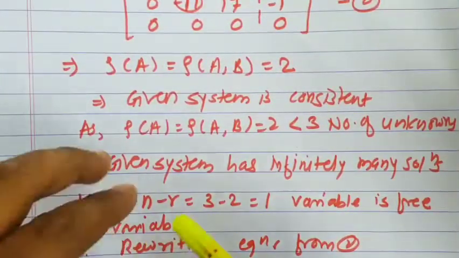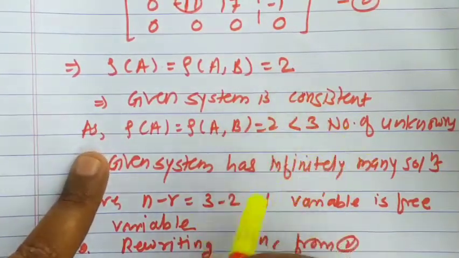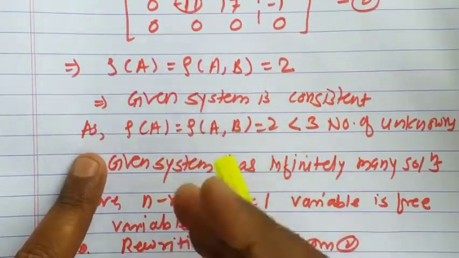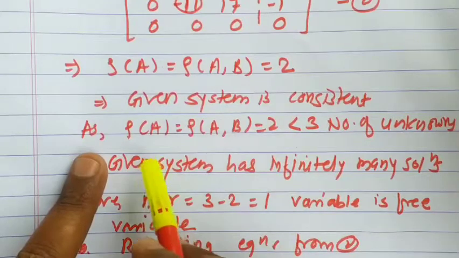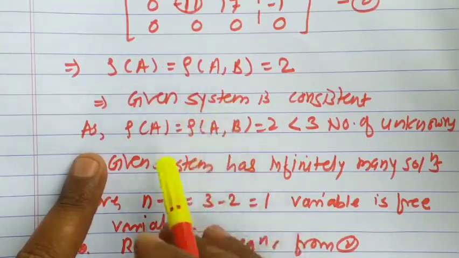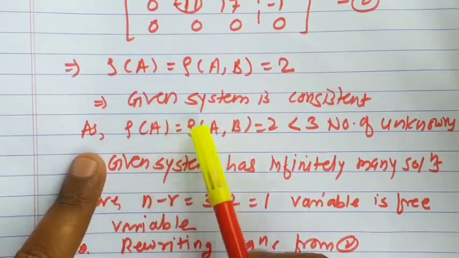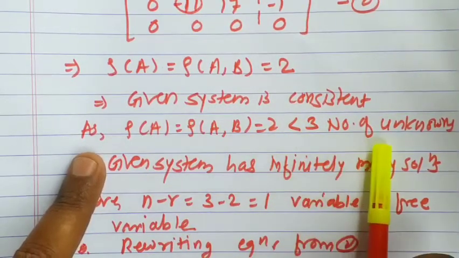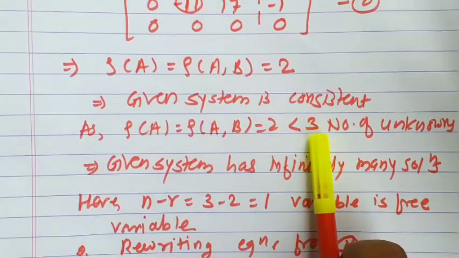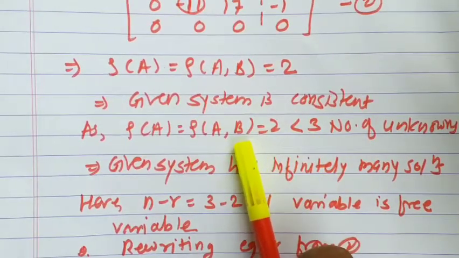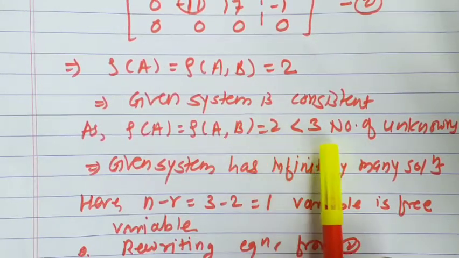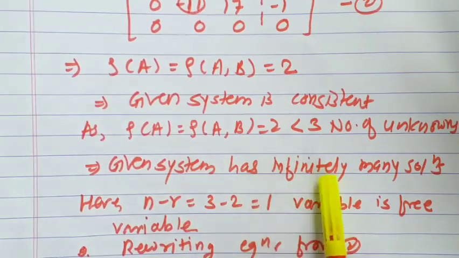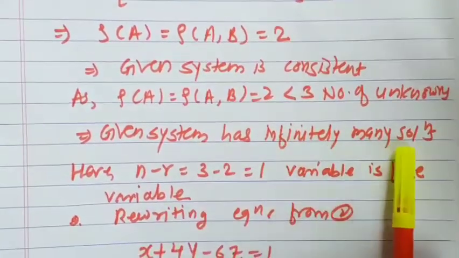Now we need to decide the nature of the solution. As the system is consistent, it will have some solution, either a unique one or infinitely many. So for that we need to compare this rank with the number of unknowns. The rank of A and (A, B) is equal to 2, which is less than the number of unknowns, which is 3. So whenever the rank of the augmented matrix and the rank of matrix A is less than the number of unknowns, the given system will have infinitely many solutions. So this is the conclusion.